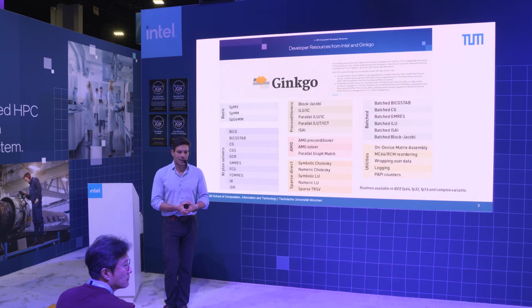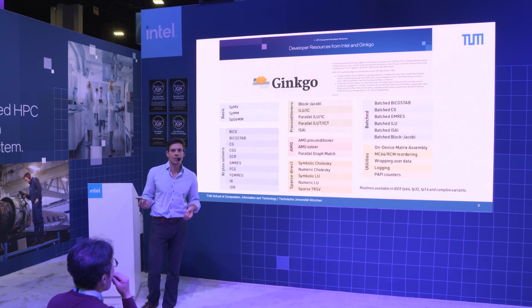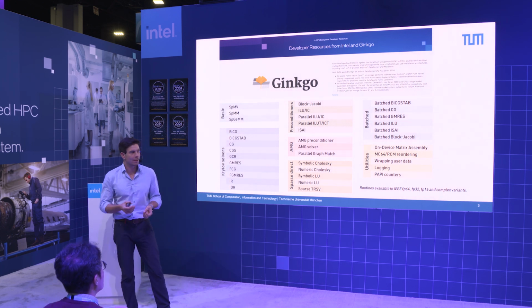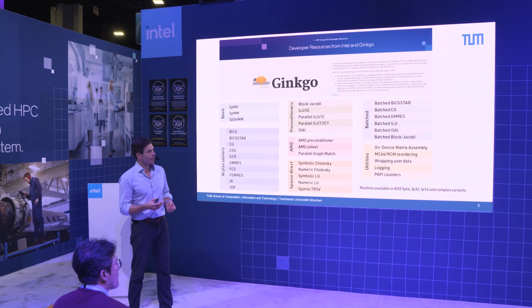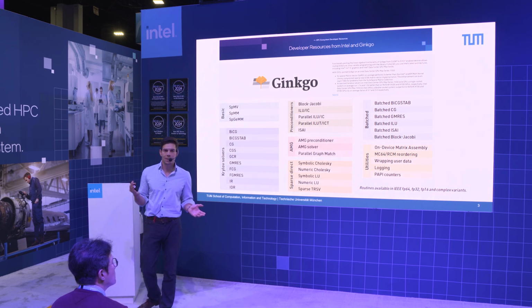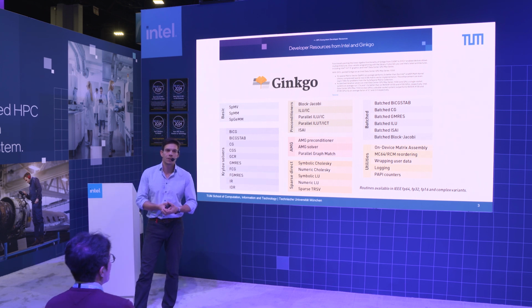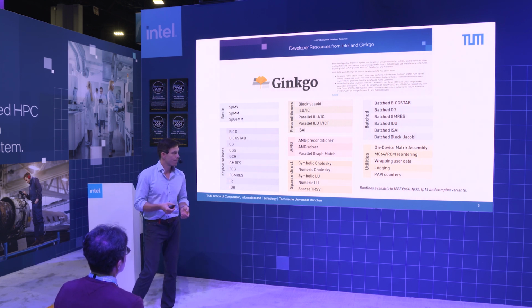So Ginkgo provides a set of iterative solvers, a set of preconditioners, a set of batched functionality, algebraic multigrid, and a couple of utility functions. And that's basically the tool set that you need for running simulations, particularly fluid flow simulations on HPC systems.